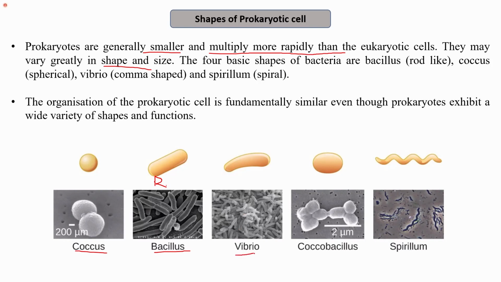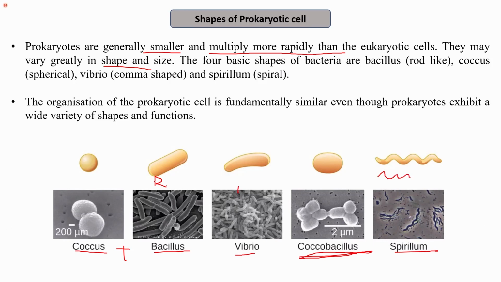Then we have Vibrio. Then we have Cocobacillus, and Cocobacillus, as the name suggests, is a combination of coccus plus bacillus. So the organisms are both rounded and rod shaped. So it is kind of oval shaped bacteria, not exactly rectangular, not exactly circular, but it's a combination of both. And then we have Spirillum, which is a spiral shaped bacteria.